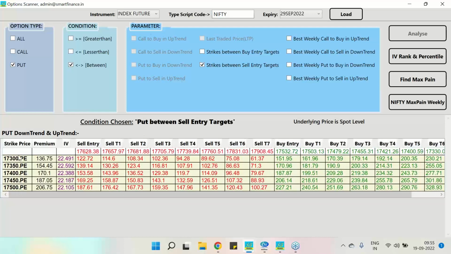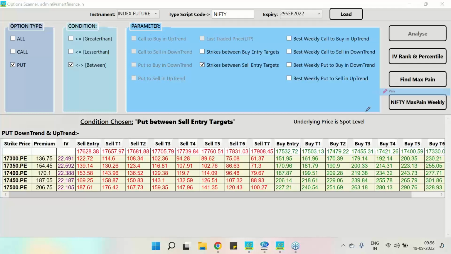So here he has the strikes, these strikes you should buy, sell. From here, it's sell entry, it's buy entry. These strikes are selected for today for an option buyer. If you are a put option buyer, you should look into these strikes.